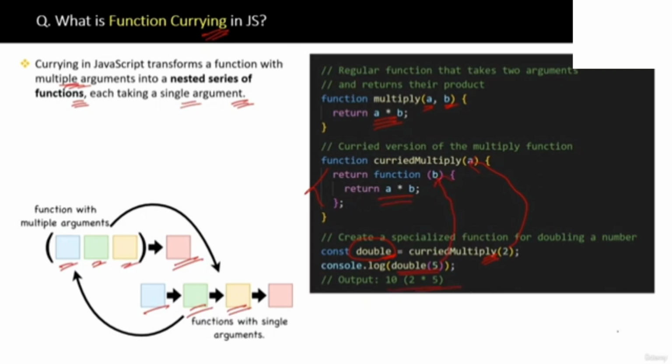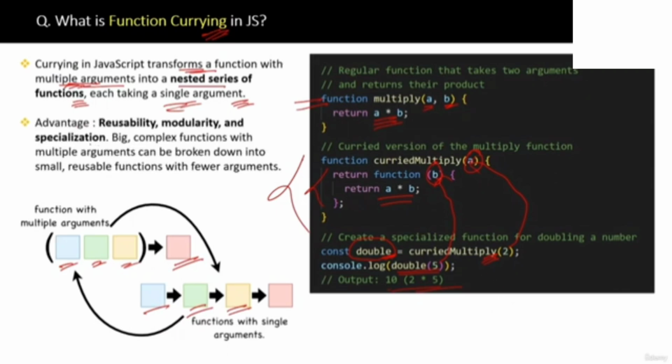Now, if you compare this with the definition we gave, then we have transformed a function with multiple arguments into a nested series of functions, each taking a single argument, right? Now, my next question is, what is the advantage of doing this? Because as humans, we do not do anything until it has some benefit, right? So the benefit of this is reusability, modularity, and specialization.